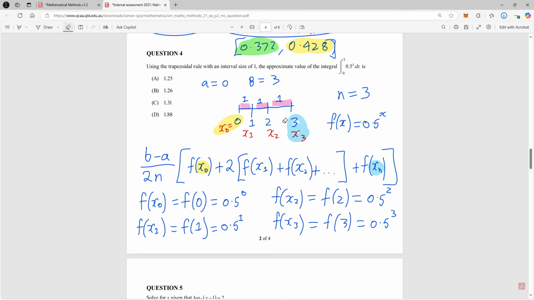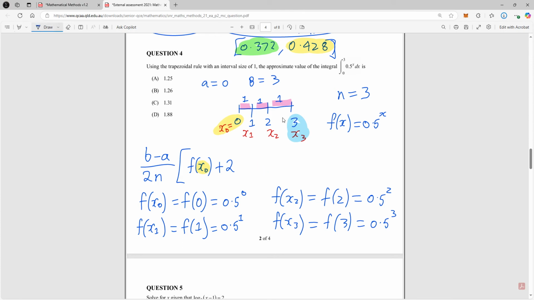So I'm actually going to update this formula here. So that's our generic formula. So in this case it will be 2 times the middle terms, so f of x1 plus f of x2, and then plus f of x3. Okay. Now we've literally just got to plug in these values.